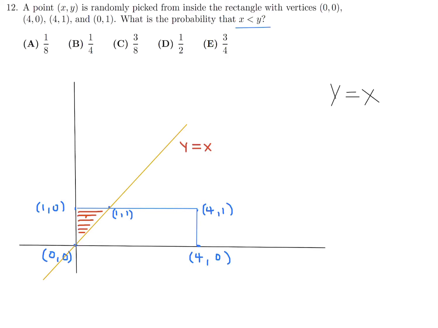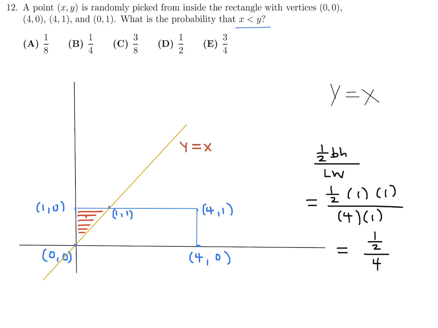So let's do that. Area of that triangle, 1/2 base times height. Area of the rectangle, length times width. So what is the base here? It is 1. The height is 1. So there you go, we've got the base and the height of the triangle. The rectangle, the base is right here. It's 4. And the width is from here to here, which is 1. So we've got 1/2 over 4 basically, and that is 1 over 8. So that is the probability that if you choose any point randomly inside this box, x will be less than y. So number 12, the answer is A.